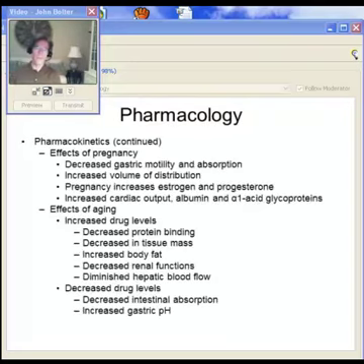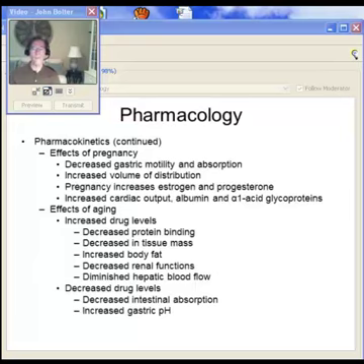And then we go to the effects of pregnancy. Big issue, of course. Decreased gastric motility and absorption is an issue. Increased volume of distribution, pregnancy increases estrogen and progesterone, and then increased cardiac output, albumin, and alpha-1 acid glycoproteins. I think that's acid glycoproteins. I think I've missed something. I think it's acetyl glycoproteins. I'm not sure on that now. It's making me doubt myself.